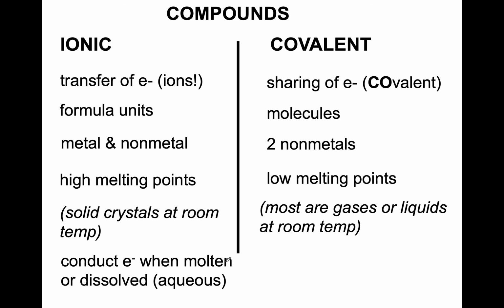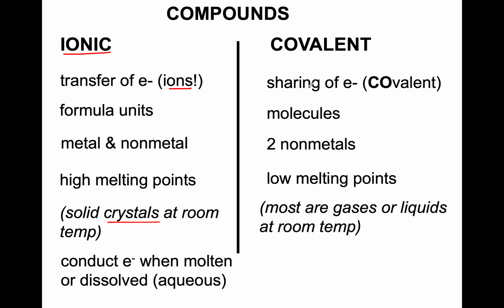Okay, so just a brief review. Ionic compounds, there is a full giving or taking of electrons, which makes them form ions, hence the term ionic. Okay, they are made in formula units. These bonds form between metals and nonmetals. They have very high melting points. They are crystals at room temperature, and they are able to conduct electricity when molten or dissolved.